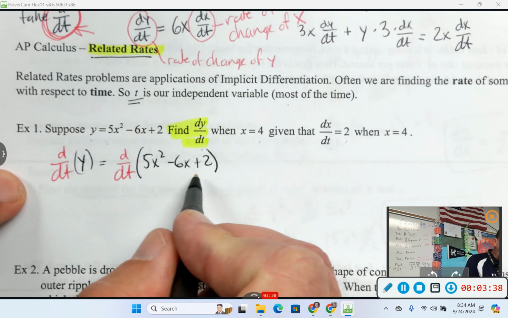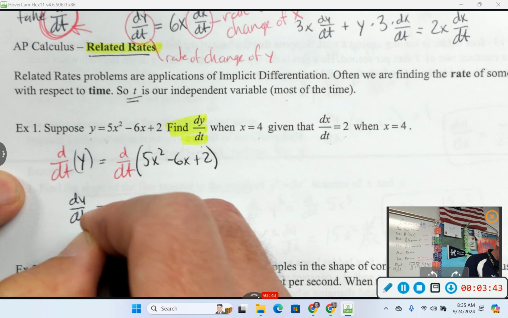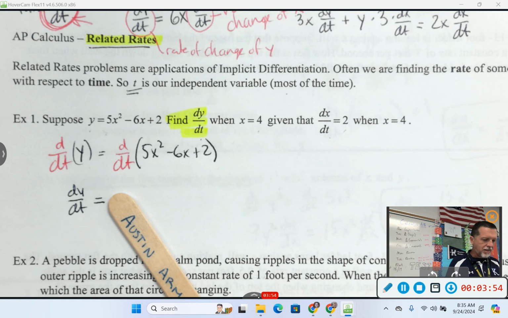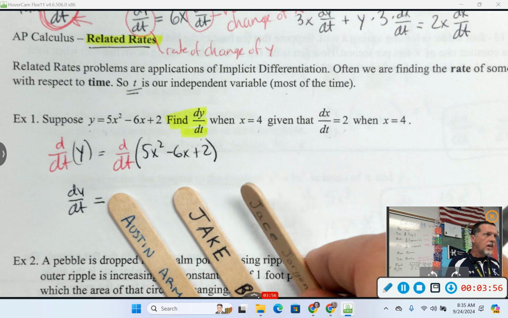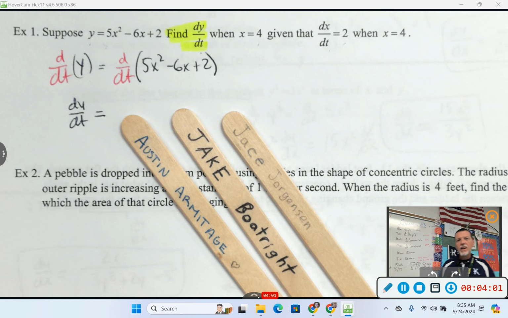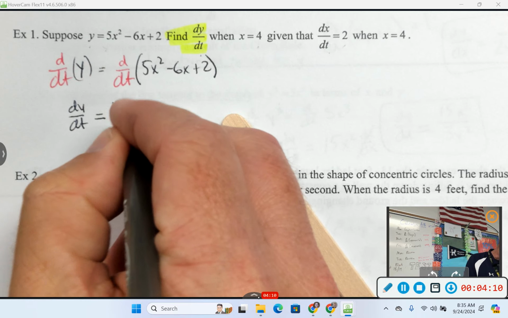Again, most of the time you skip that step and you jump straight in and say, okay, dy dt equals, and then on the other side, let's pick on some people. Let's pick on 3 different people, in fact. Austin, Jake, and Jace. So Austin, the derivative of 5x squared with respect to time. So it's 10x and then dx dt. Good.